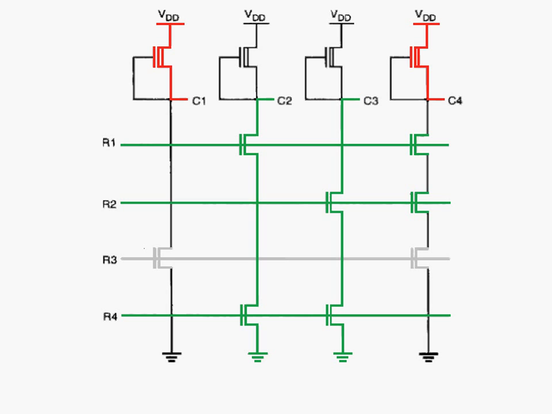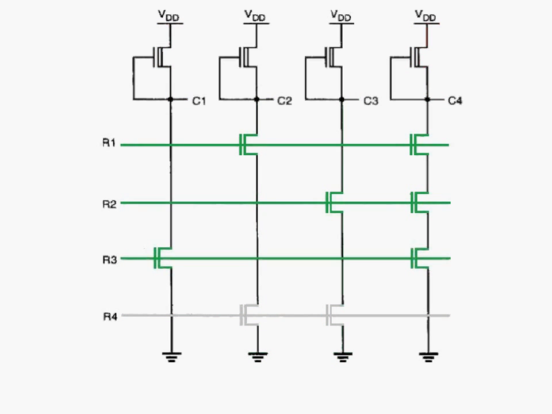Since row 1, 2 and 4 inputs are high, the NMOS transistor in column 2 and 3 corresponding to row 1, 2 and 4 will be turned on. Therefore column 2 and column 3 outputs will be tied to low.